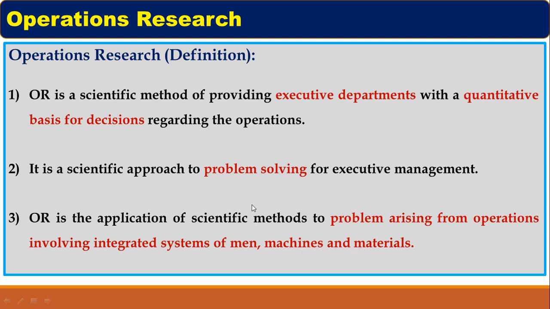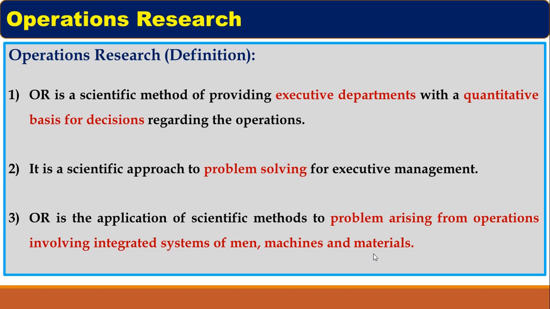As I told you in the previous definition, there is allocation of manpower to different projects, allocation of manpower to different tasks given in the industry, allocation of machines for different types of products, and use of raw material to produce different types of product.